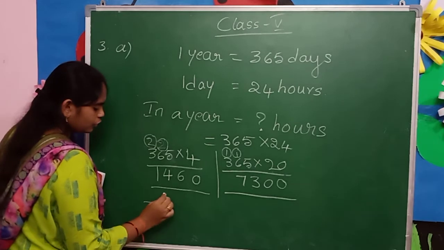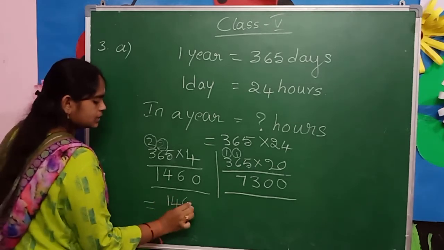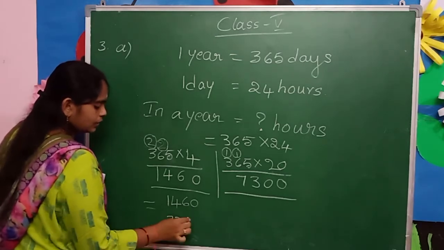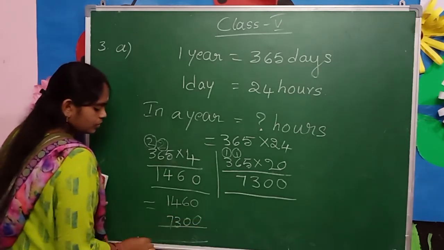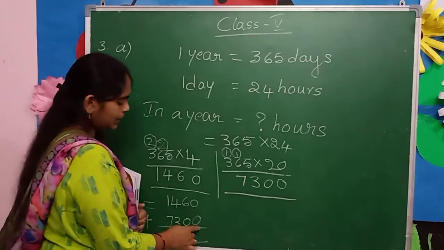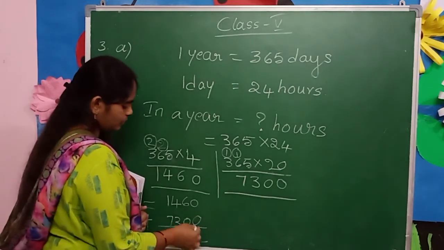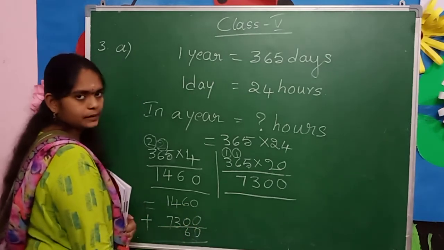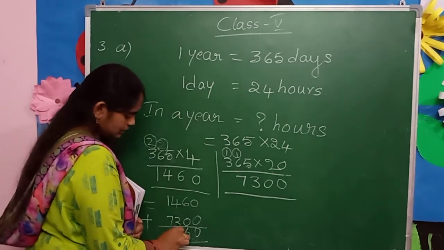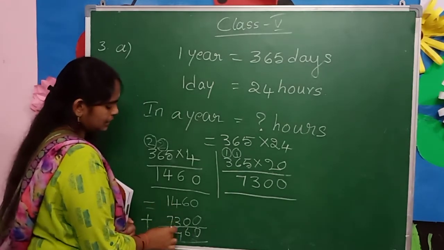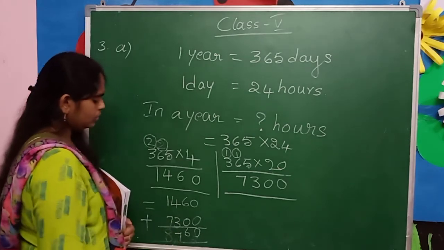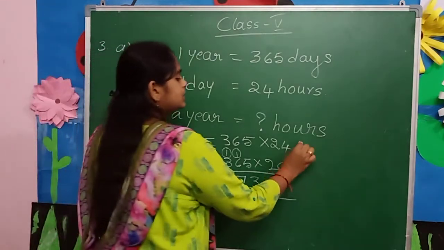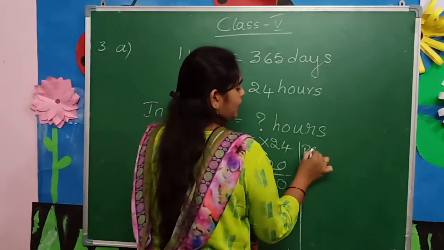Equal to 1460 plus 7300. Okay? Yes. 0 plus 0, 0. 6 plus 0, 6. 4 plus 3, 7. Right? 1 plus 7, 8. So, per year, how many hours are there? 8760 hours per year.